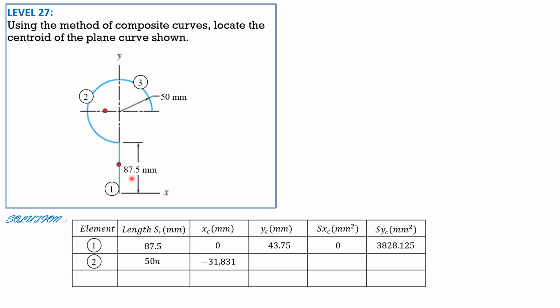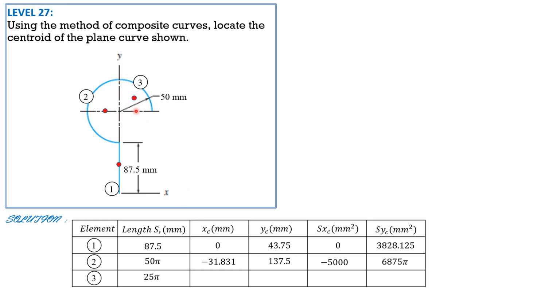Y sub c lies here, so it is just 87.5 plus radius 50, so 137.5. Then 50 pi times negative 31.831 is negative 5,000. 50 pi times 137.5 is 6875 pi. For element 3, the length is half of this, pi r over 2, so 25 pi. That's the location of the centroid.